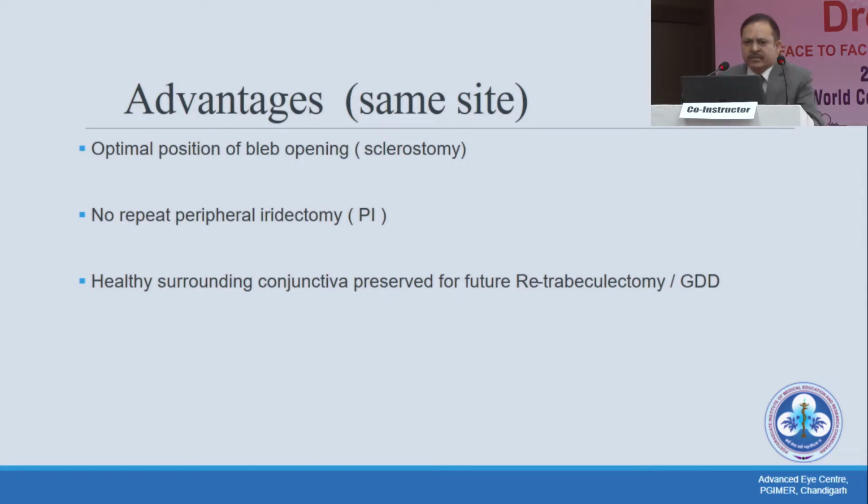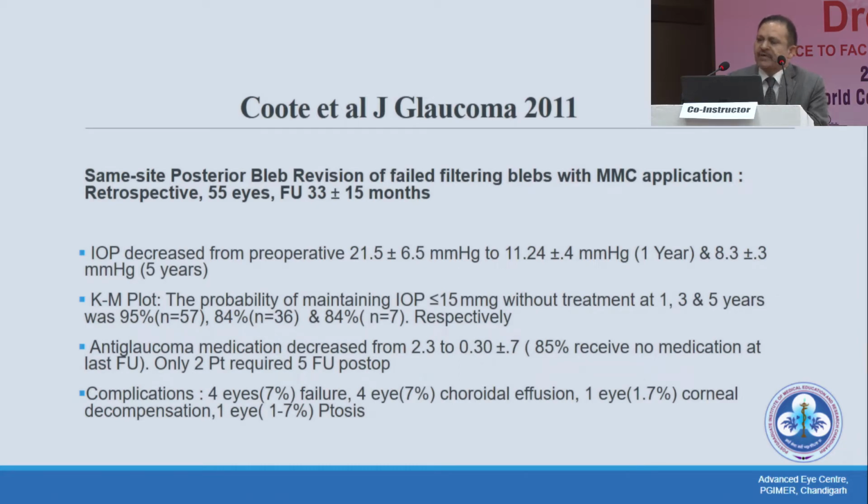Because most of these surgeries fail at some time, we need to keep healthy conjunctiva for future surgeries or GDD. So this is a study by Coote et al., same site posterior bleb revision of failed trab. Here they had opened only a part of the scleral site, the posterior half, and their result shows that even after 5 years without treatment, they were able to maintain pressure less than 15, though the number of patients at 5 years was less, and anti-glaucoma medications also decreased.